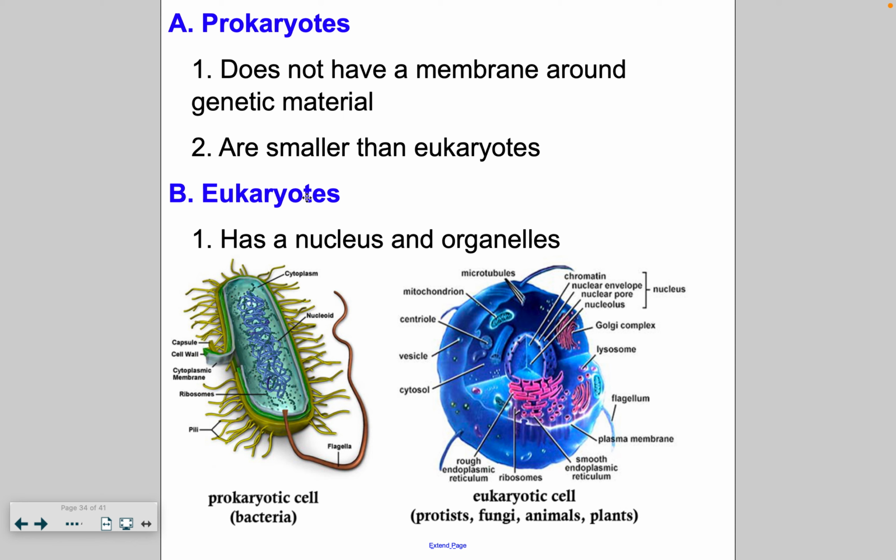Eukaryotes, "eu" rhymes with nucleus, and they also have tiny little organs called organelles within them. So here I have a picture of a prokaryotic cell, aka bacteria. You can see that there's no nucleus. The DNA is within the cytoplasm. Over here I have a eukaryotic cell, and you can see we have a nucleus and many, many different organelles in it.